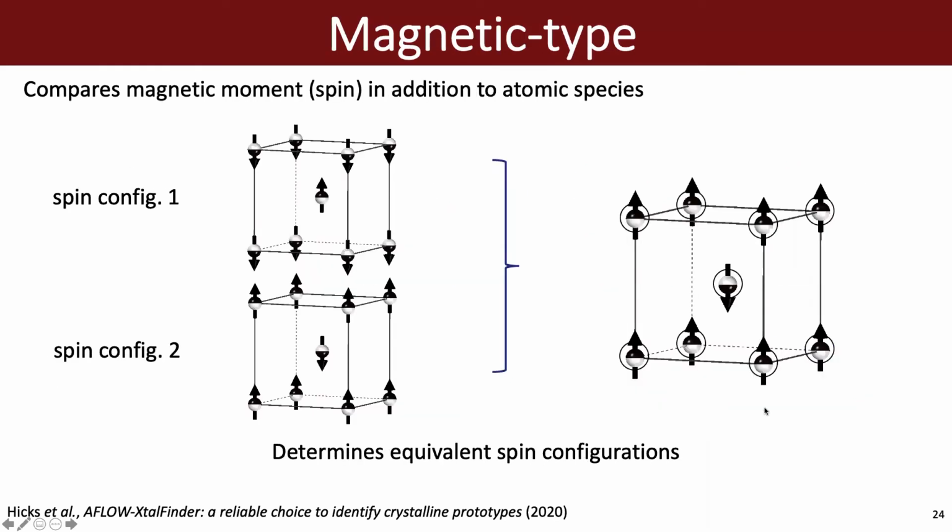And so in addition to the magnetic type, I already went over this, but the idea is that if you have 2 structures, it will determine whether or not, considering the magnetic moment, these 2 structures can be mapped onto one another. And in this case, they're just related via an origin shift. And so we could easily see that these 2 structures map onto one another.